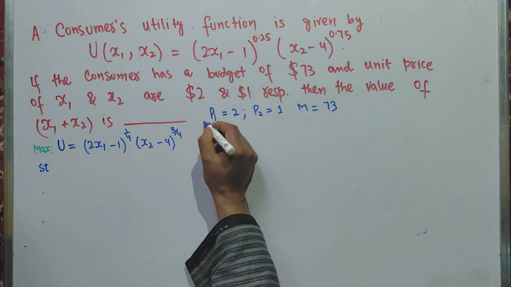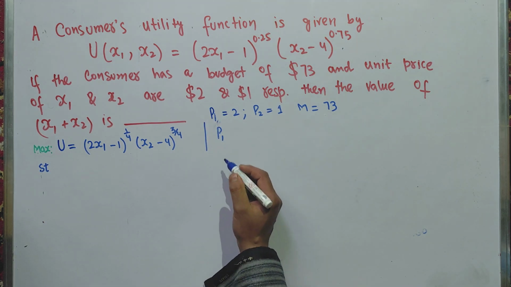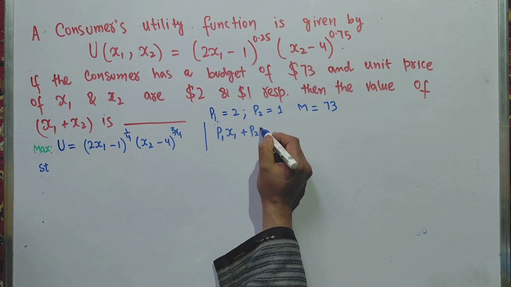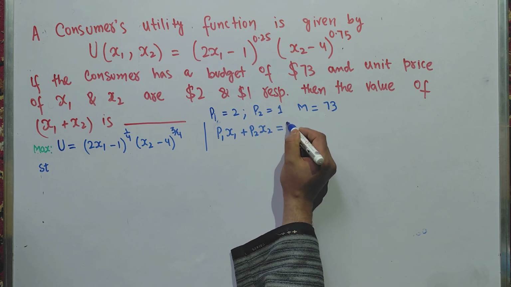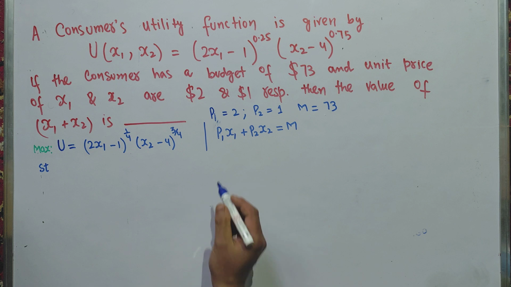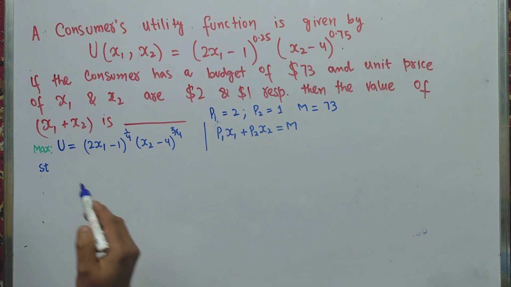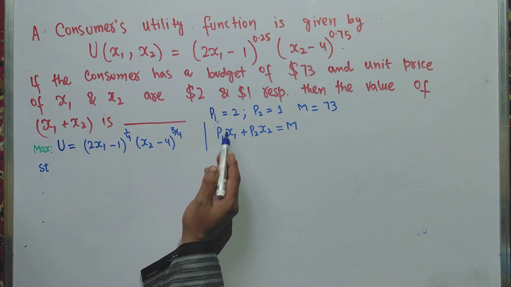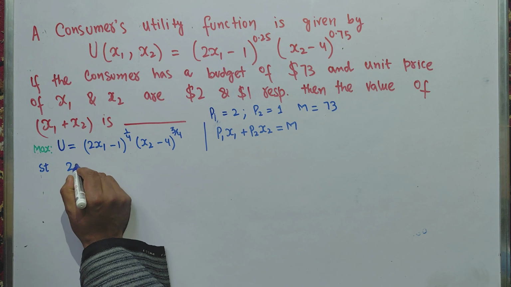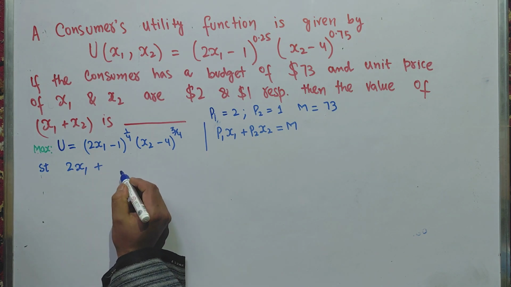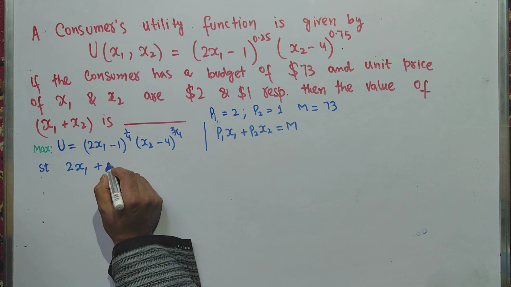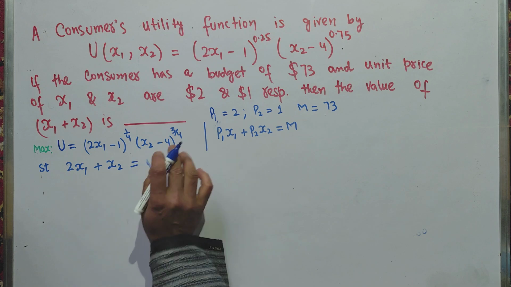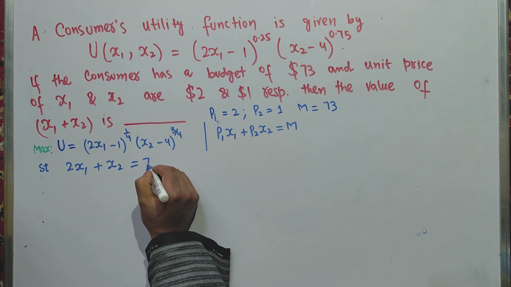What is the budget constraint for the consumer? Let's write it here. That will be p1, that means the price of good 1 times the units of good 1, plus the price of good 2 times the units of good 2, that is x2, should be equal to the total budget of the consumer. Since p1 is 2, we write 2x1, plus in place of p2 we have 1, so x2, is equal to the income of the consumer, that is the budget of the consumer, which is m, and m is equal to 73.